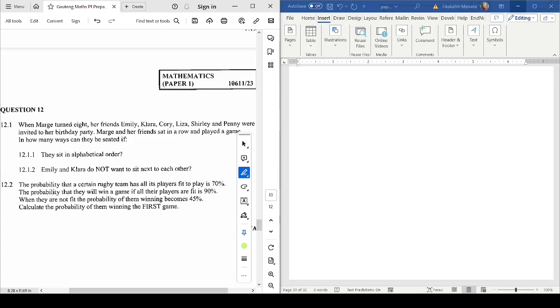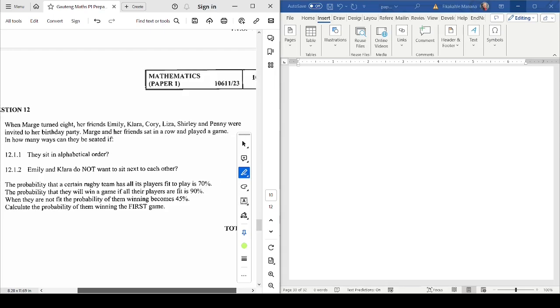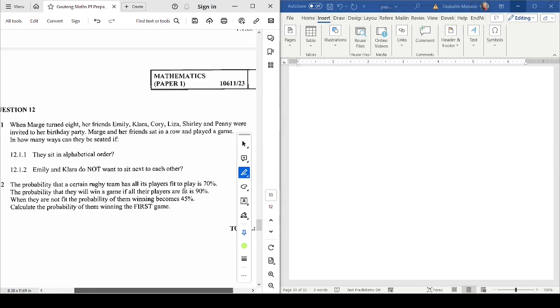Okay, let's look at the last question now. It says, when Marge turned 8, her friends Emily, Clara, Corey, Lisa, Shirley, and Penny were invited to her birthday party. Marge and her friends sat in a row and played a game. In how many ways can they be seated if they sit in alphabetical order?